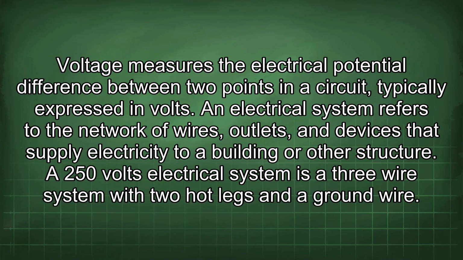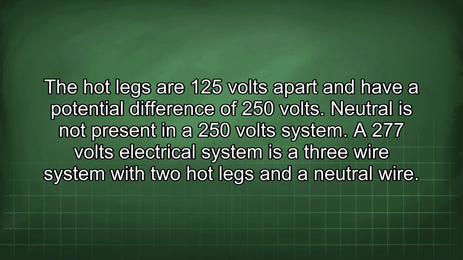Voltage measures the electrical potential difference between 2 points in a circuit, typically expressed in volts. An electrical system refers to the network of wires, outlets, and devices that supply electricity to a building or other structure. A 250 volts electrical system is a 3-wire system with 2 hot legs and a ground wire. The hot legs are 125 volts apart and have a potential difference of 250 volts. Neutral is not present in a 250 volt system.